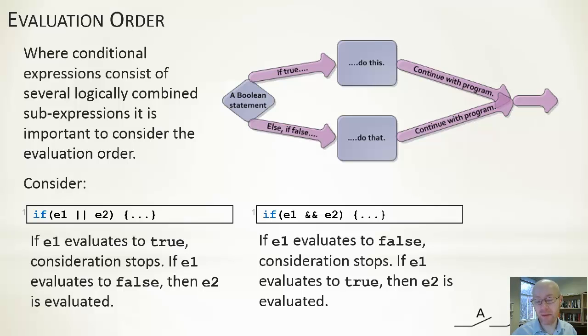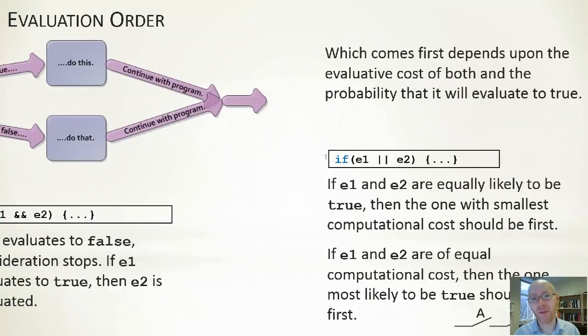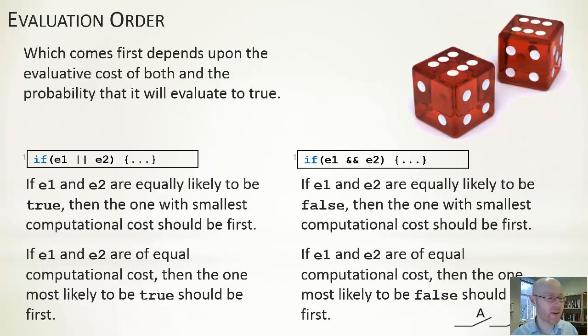If we have the other case, if E1 and E2, in this case, if E1 evaluates to false, then evaluation stops. We don't consider E2, it's automatically false. So there it's the other way around, but we have an opportunity in terms of how we structure these things to potentially avoid needing to evaluate E2. And that'll save us a bit of time and effort. As to the sequences of doing these, they're fairly straightforward.